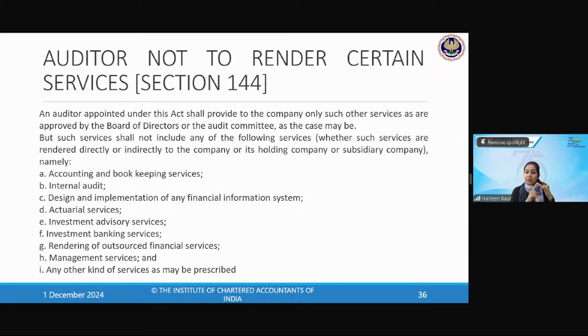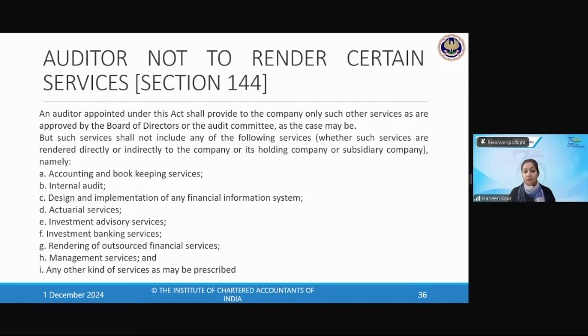Number one, accounting, bookkeeping, internal audit, designing of the financial information system, actuarial services. Then comes your investment advisory or investment banking. So investments are related to investment banking, investment advisory. You also cannot render outsourced financial services. Okay, you have outsourced the financial services work to me. So again, you are a company, ABC Limited, and you have hired somebody to outsource the work of financial services, and then that person is appointed as an auditor. So again, duplication of work. That person prepared your accounts as an outsourced person, and now he is auditing your accounts. So that is prohibited under 144.